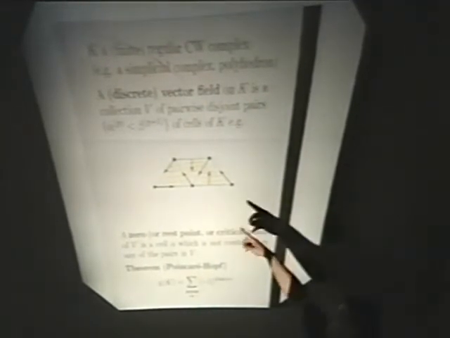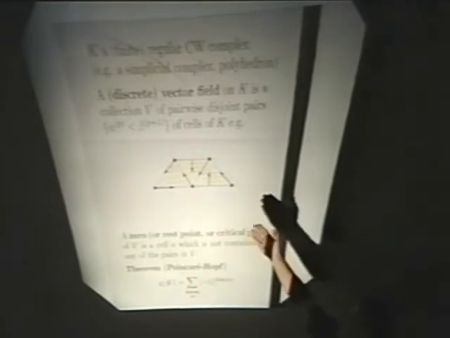And then a discrete vector field on this complex is going to be a collection of arrows, the way I've drawn them there. This is an example. So one way of saying that is a collection of pairwise disjoint pairs: a cell and something in the boundary that's codimension 1. So here's a picture of a discrete vector field.